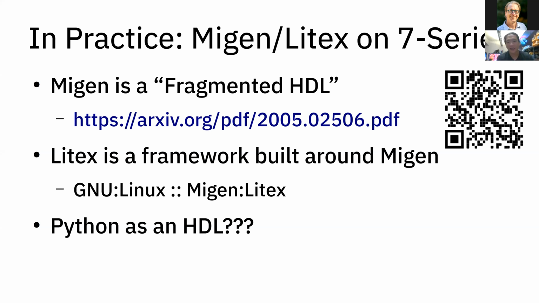So there's actually a paper that gives you all the nitty gritty on what it means to be a fragmented HDL. You can go visit it and read it if you want. It's called Migen Litex, and basically Litex is a framework built around Migen. Imagine the combination of GNU/Linux: GNU has the C libraries and GCC and sort of the bits, and then Linux is built around it. The analogy is the same for Migen and Litex. So that sort of explains what those two bits are.